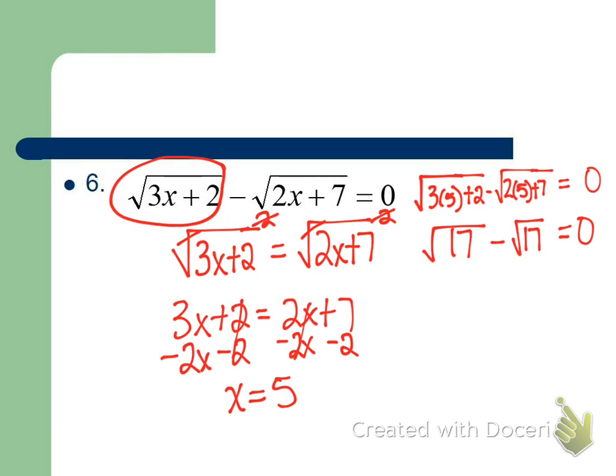Do we need to turn these into decimals? Not really, because the square root of 17 minus the square root of 17 is going to equal 0. Is this extraneous? No. So we got one answer and it worked out just fine. A little bit easier than that first one.